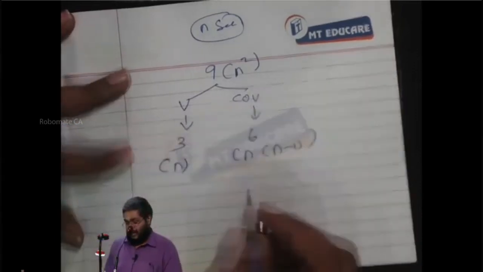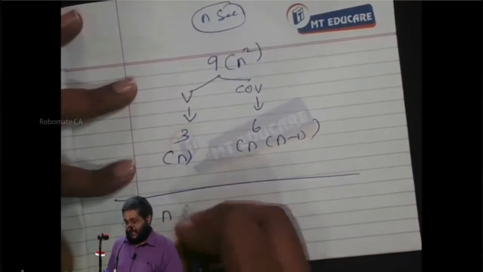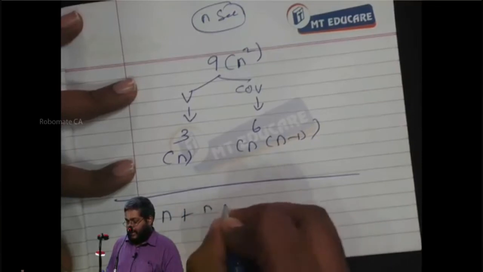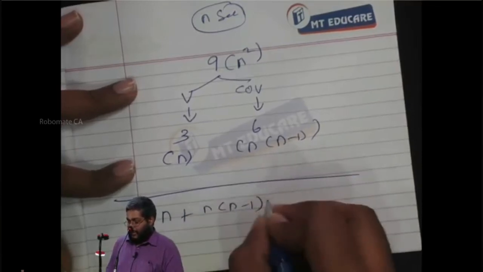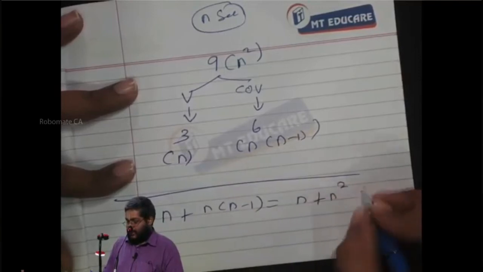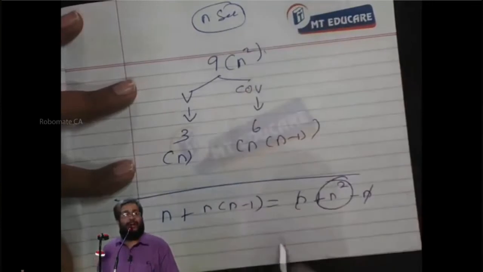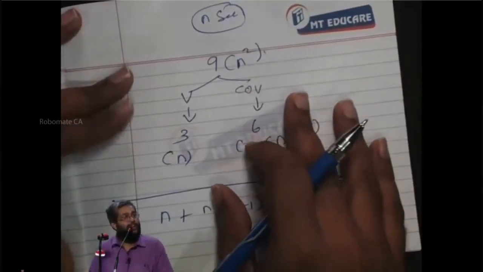Everybody following or not? Now, very simple. Totally, how many variance terms are there? N variance terms. How many covariance terms are there? N into n minus 1. The total, if you want, is n plus n squared minus n. It gets what? Cancelled. We have how many terms here? N squared terms in the formula. Everybody, are you following or not?